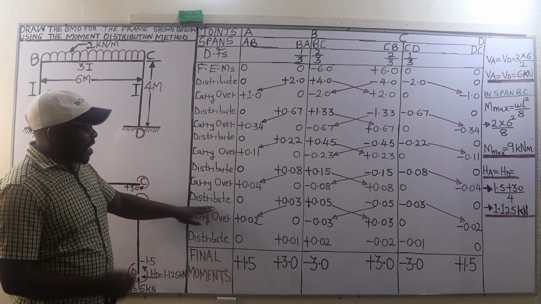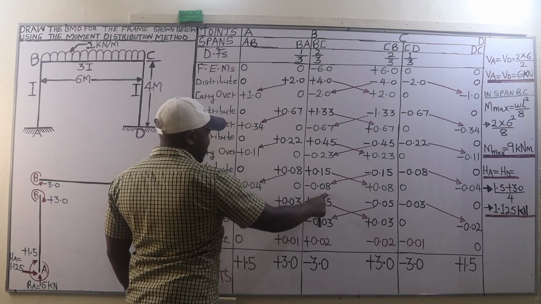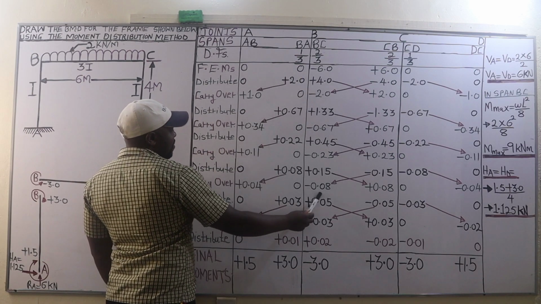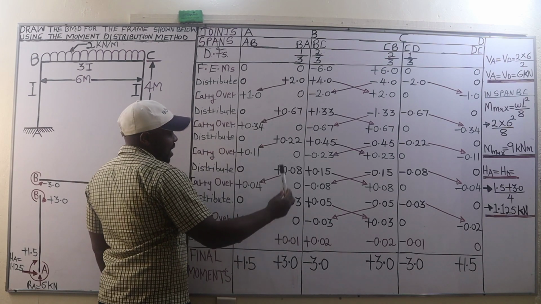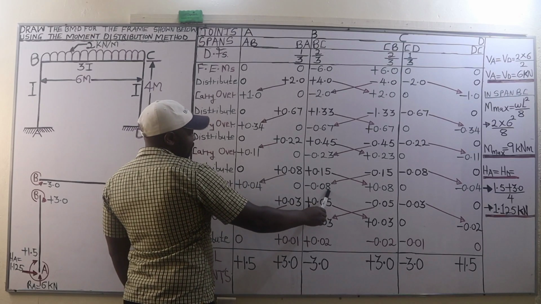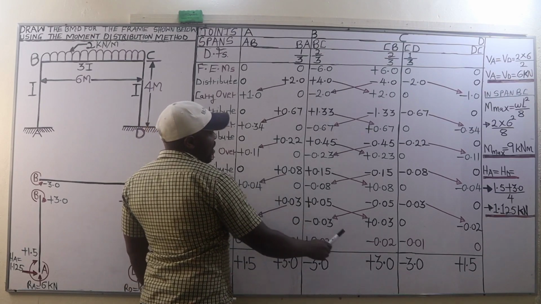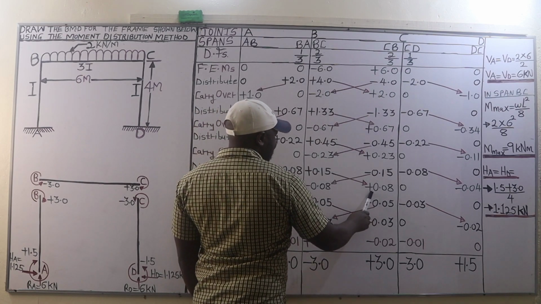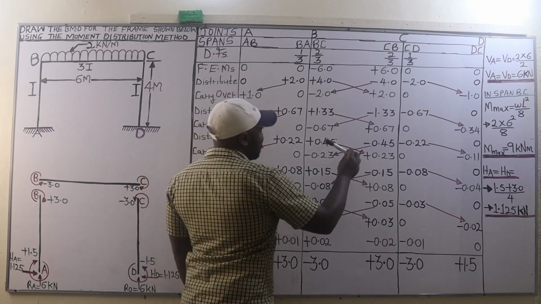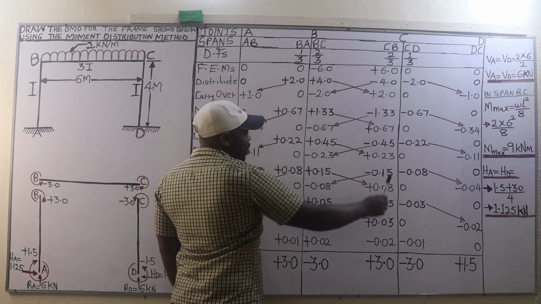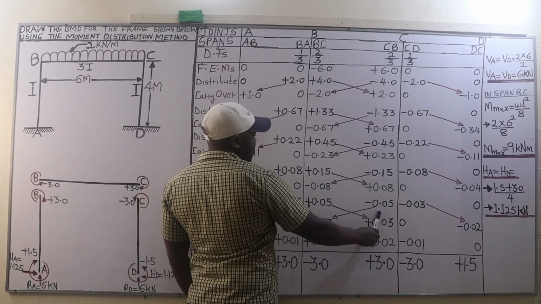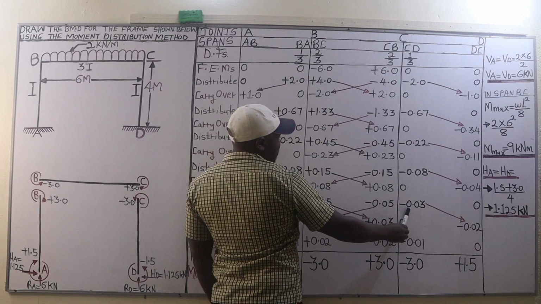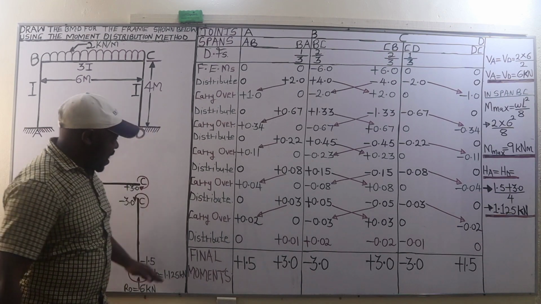After that, we distribute again. Excess moment, +0.08. Change the negative sign to positive. Distribute on member BA, a third of +0.08, that is +0.03. 2/3 of +0.08, that is +0.05. Coming to joint C, excess moment, -0.08. Change the positive sign to negative. Then distribute on member CB by 2/3 of -0.08, that is -0.05. On member CD, a third of -0.08, that is -0.03. Then after that, carry over.